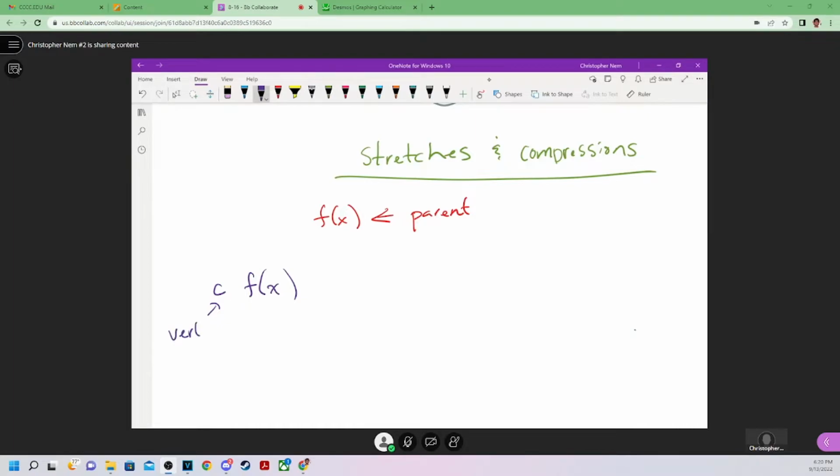this will be counted as a vertical transformation. Now, we got to decide, is it a stretch or is it a compression? We say it's a vertical stretch if that value is bigger than 1. If it's equal to 1, there is no transformation at all. There is no stretch at all. If it's bigger than 1, it's a vertical stretch in our case.